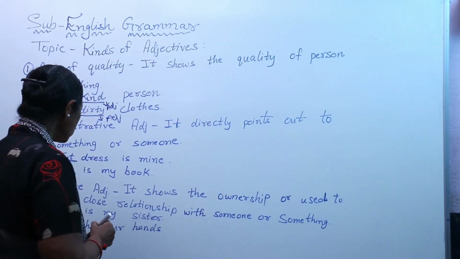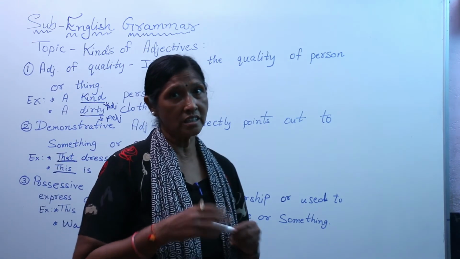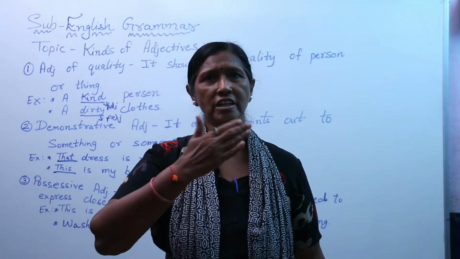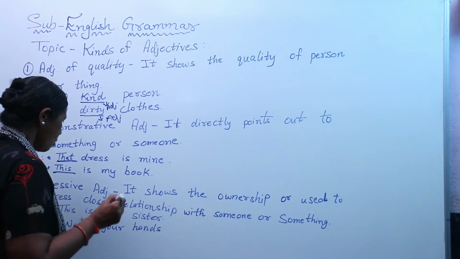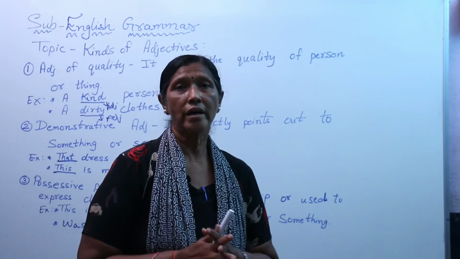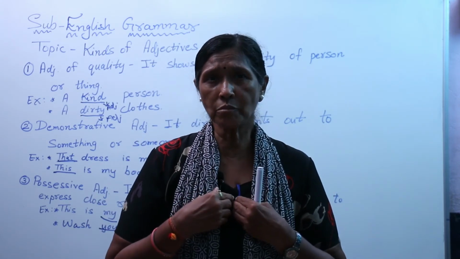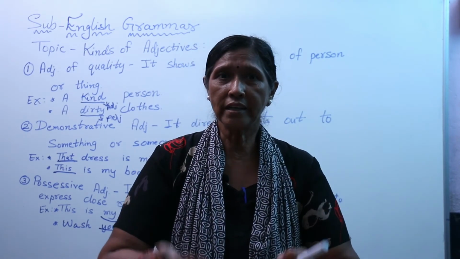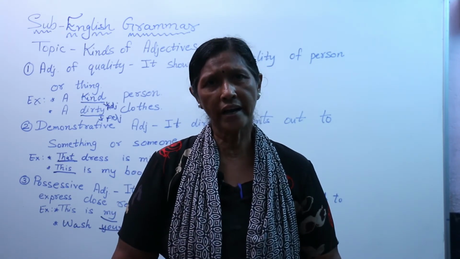So now my example is, this is my sister. Whose sister she is? This is my sister, means the relation between sister and me. And wash your hands. What am I telling? Wash your hands. Why? Because this is my hand. I am not telling wash my hand. I am telling wash your hand, because I have a relationship with you.